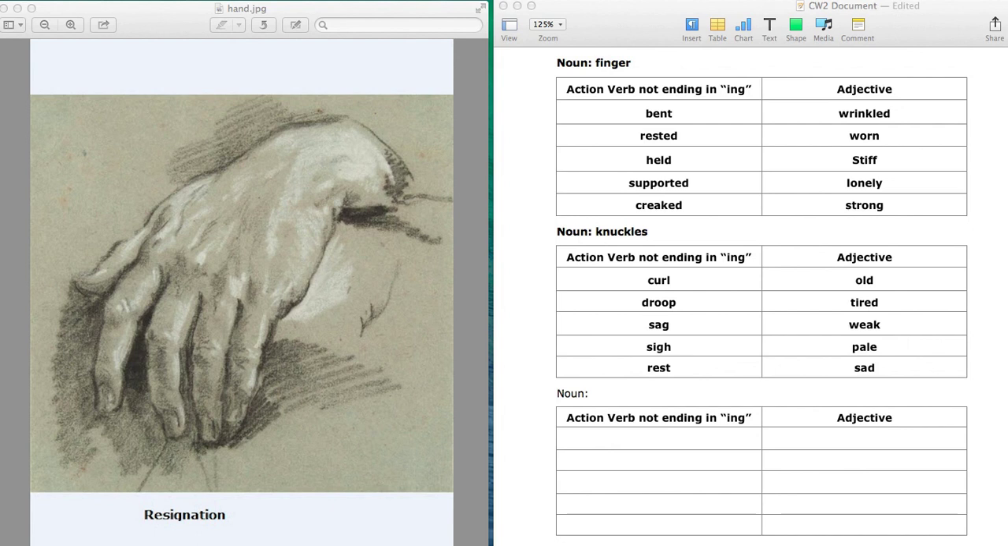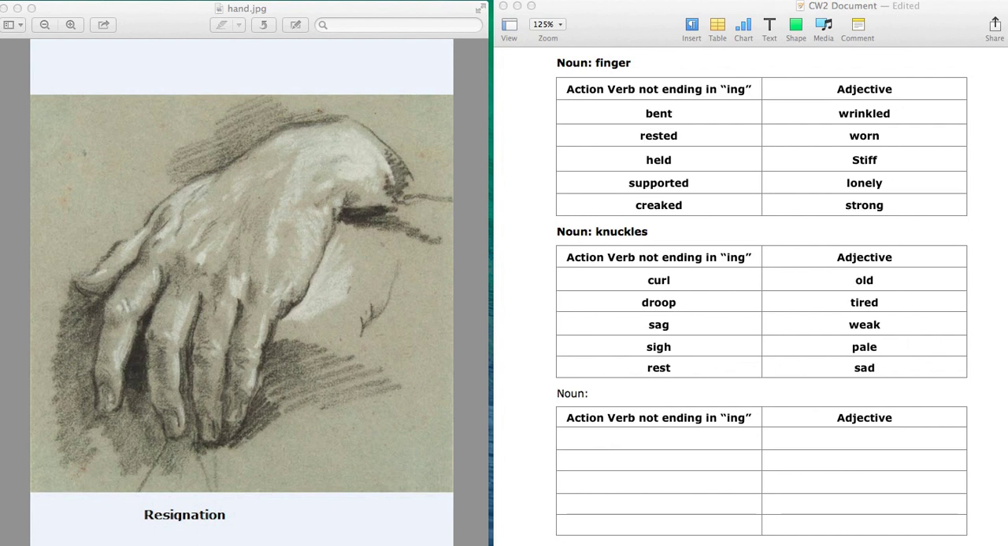Another thing we might notice here are the knuckles. And things that a knuckle might do is it might curl, it might droop. If you look at the little finger, you'll notice that the knuckle is kind of extending and falling down. Sag is also a verb that might apply there. If a knuckle was very tired, one might imagine that it could even sigh or feel that way. The knuckles can also rest. They don't have to be in action. Adjectives: old, tired, weak, pale, sad. I think that those apply as the adjectives do above.